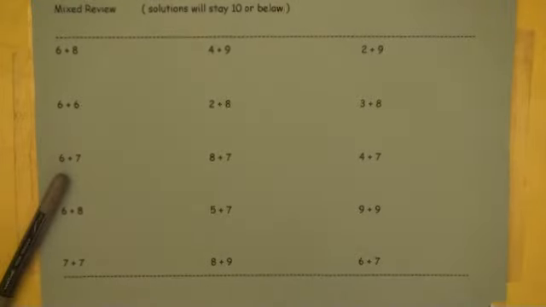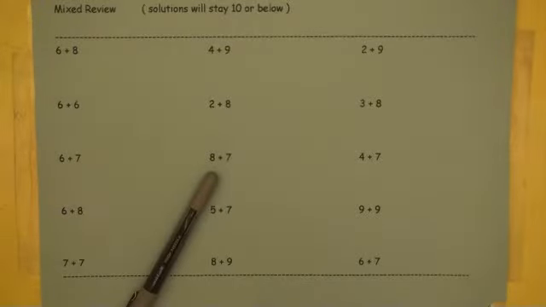6 plus 7. If it said what? 6 plus 4, I'd have 10. Therefore, 13. 8 plus 7. If it said 8 plus 2, I'd have 10. Therefore, the answer is 15 because there's 5 more numbers still not used.